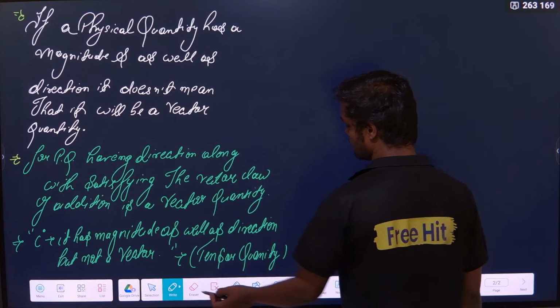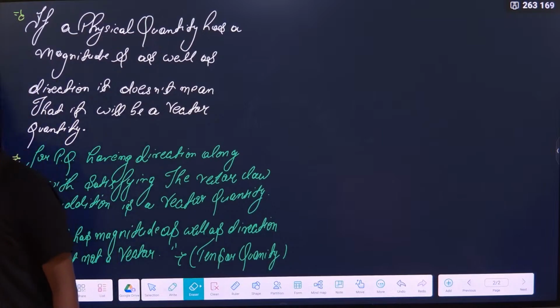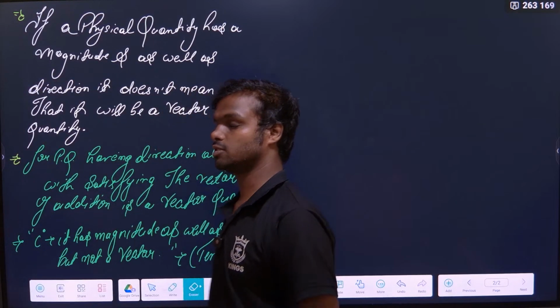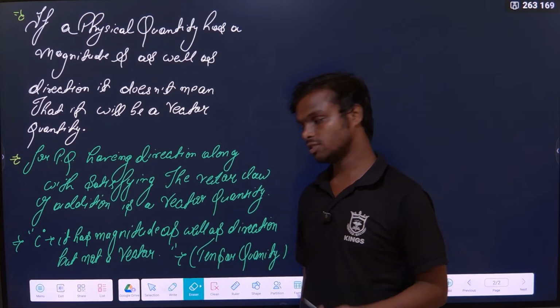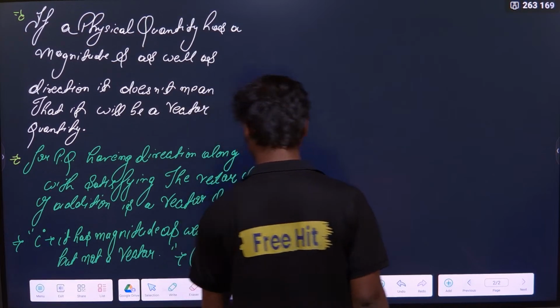Because why? Because it does not follow the vector law of addition. There are different types of vector laws of addition: addition, subtraction, parallelogram law of addition, triangle law of addition, polygon law of addition. These are the laws which it doesn't follow. Clear? Now the next thing is the symbolic representation of vector.